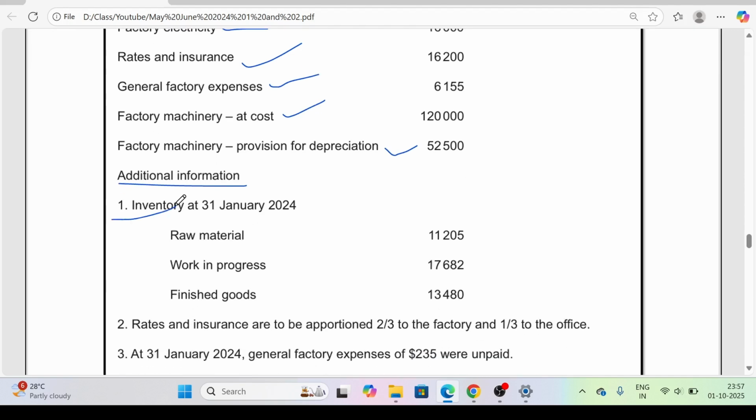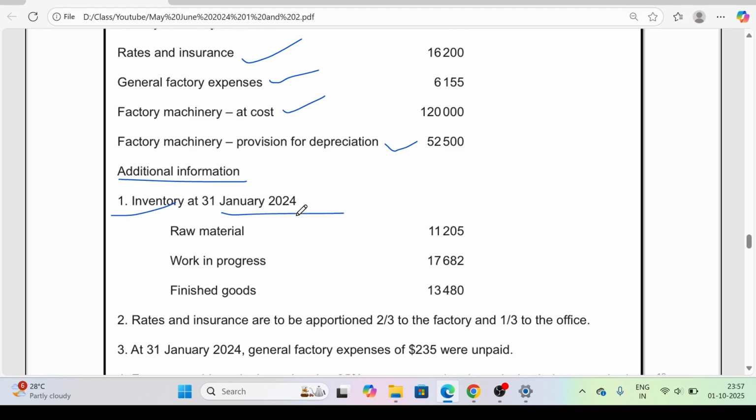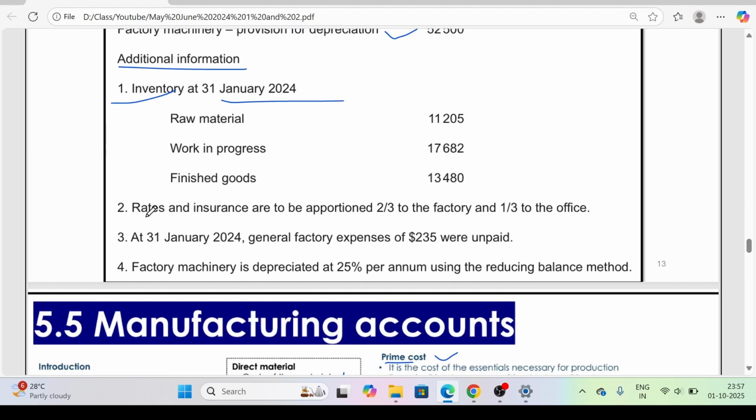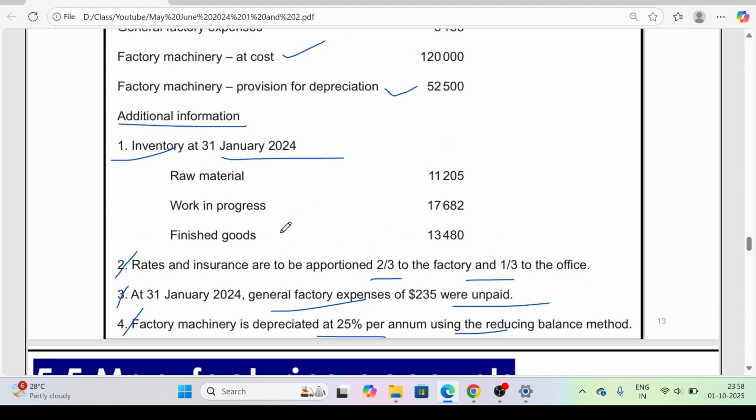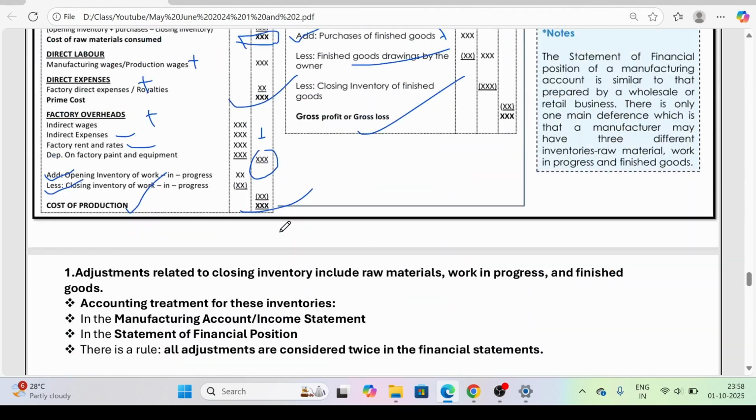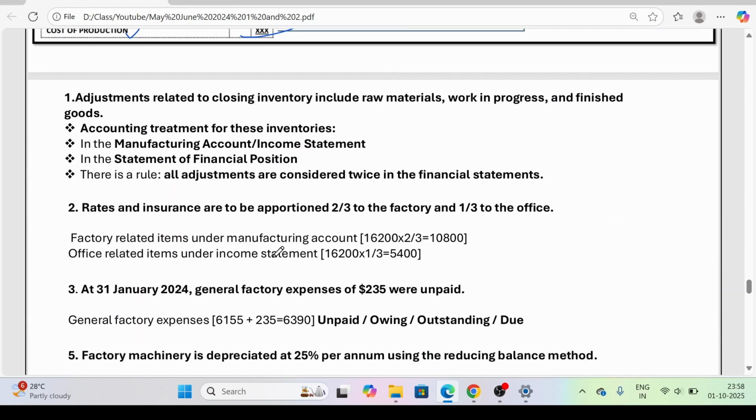So here first is the inventory they gave. This inventory is closing inventory, because it is 31st January 2024. Then adjustment to rates and insurance: they are to be apportioned two-thirds to the factory and one-third to the office. And third, at 31st January 2024, general factory expenses of 235 are unpaid. And fourth, factory machinery is depreciated at 25% per annum using the reducing balance method. Now these additional information we have to check. I have already made the workings.